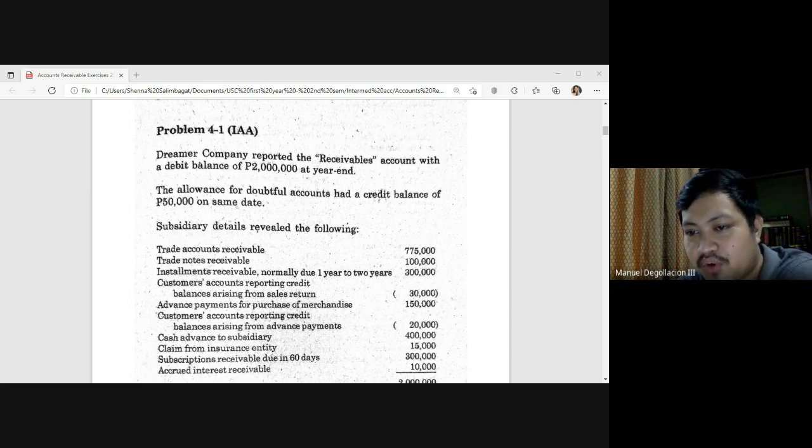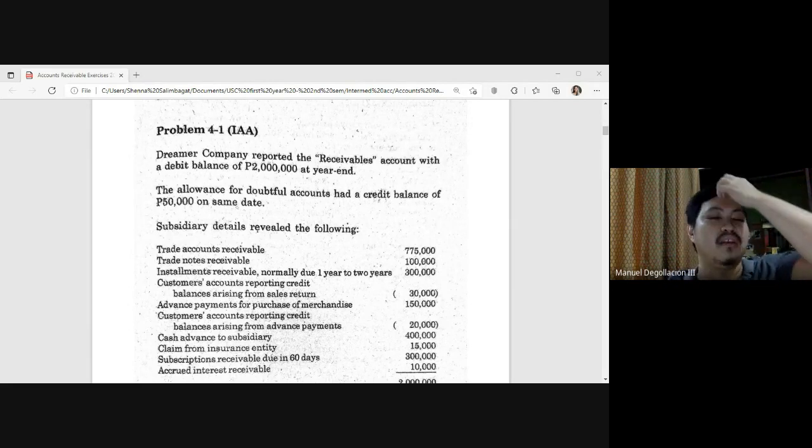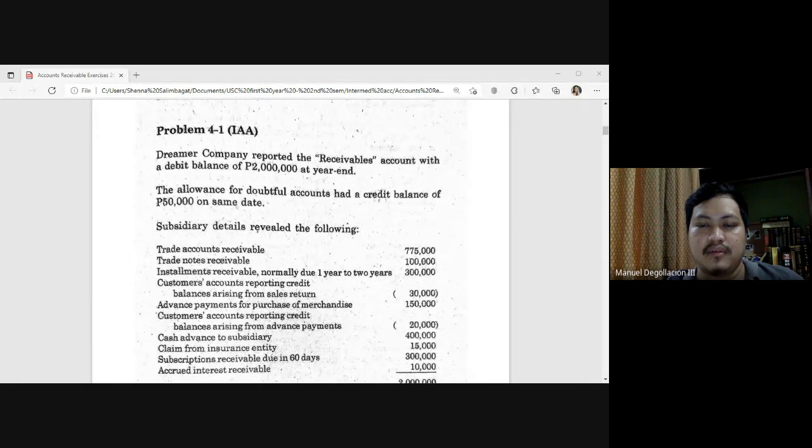And the question now is, how do you treat these negative receivables? How do you treat this negative amount? Are you going to deduct this from your other receivables? When computing for your total receivables, will negative receivables be a deduction to your other receivables? And the answer is no. The rule is, if you have credit balances in your receivables, they should not be charged or set off against accounts with debit balances, but instead report them as a liability.